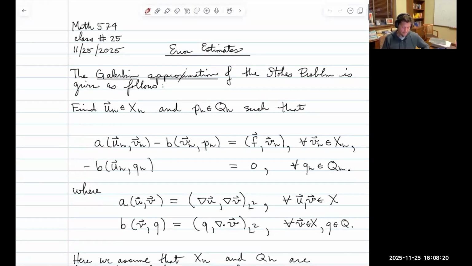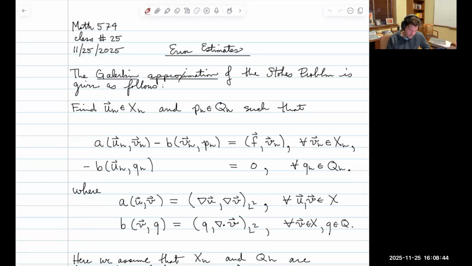We've done this several times, so I'm not going to remind you what the Stokes problem is again. You're looking for a velocity and a pressure to satisfy a system of differential equations with certain boundary conditions. What I will remind you of is the Galerkin approximation of that problem.